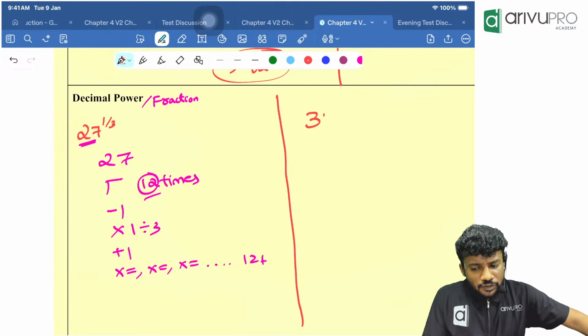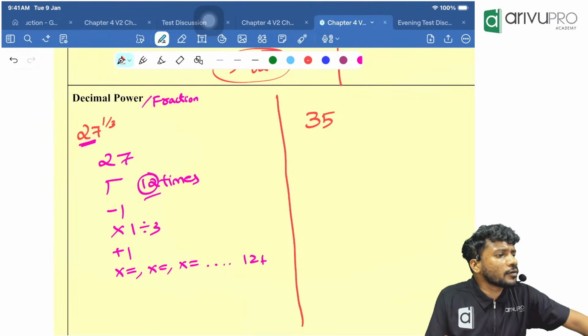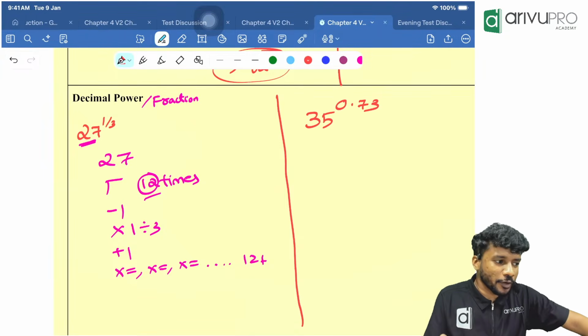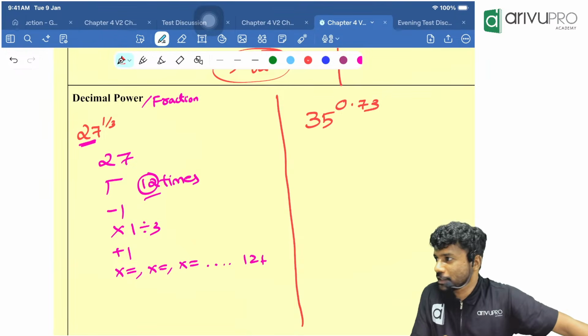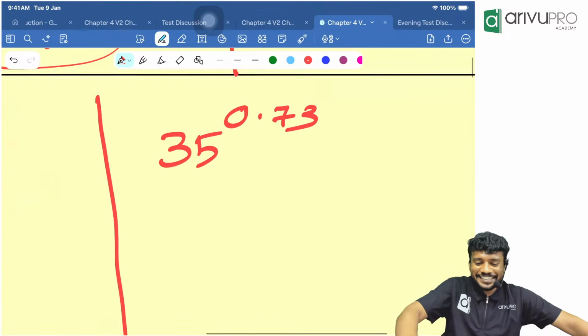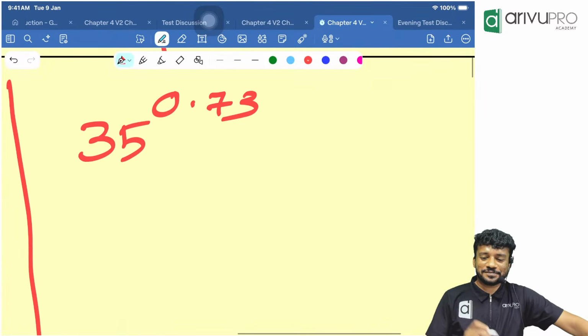35 raised to how much? The decimal you want as the power. 12 is not a decimal power. 0.73. Next time I'll do 0.12. Okay, 0.73. Next time I'll do 0.8 also. How many questions will I do? Yes. Here, what is the first step?